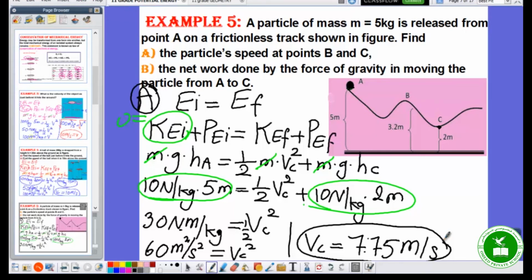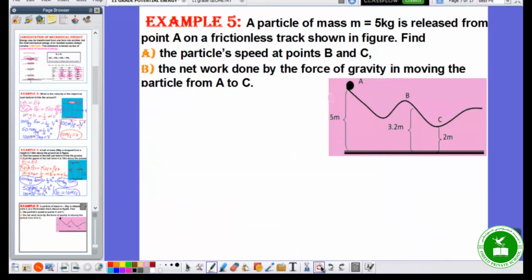Now I erase the board, dear students. I solve B part. You should complete your chapter, dear students. Now we go for B part. B part says that the net work done by the force of gravity in moving the particle from A to C. Okay, we can use few different methods.